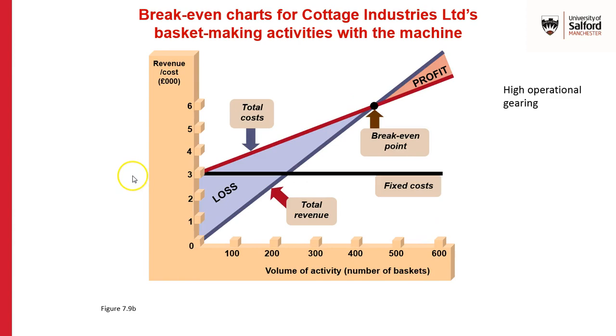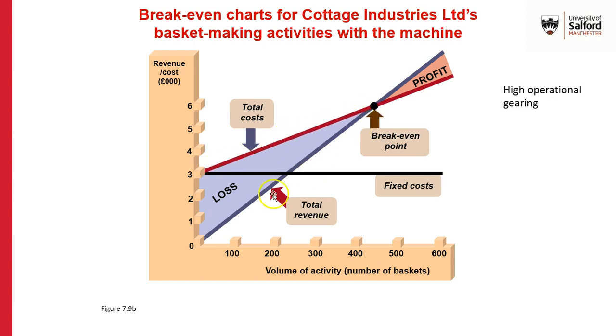And then if we buy a basket making machine, for some reason it's basket making, then we have much higher fixed costs, and our variable costs sit on top, but they're not nearly as steep, so the extra cost of making one more is much less, and the red line gives us our total cost. The difference between the red line and the black line is our variable cost.